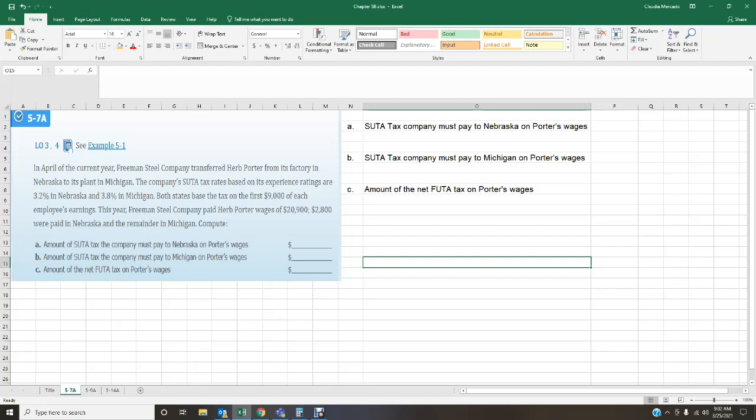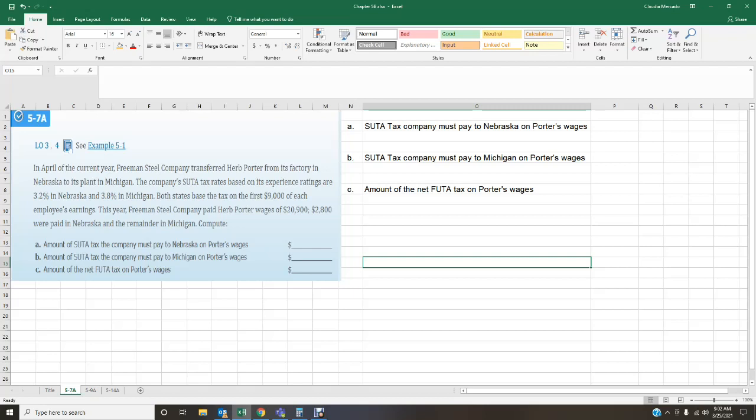So the state unemployment tax is on the first $9,000 of each employee's earnings. There's two different rates for the two different states. This year Freeman Steel Company paid Herb Porter wages of $20,900. $2,800 of those $20,900 were paid in Nebraska, and the remainder were paid in Michigan. We are being asked to compute the SUTA tax the company must pay to Nebraska on Porter's wages, the SUTA tax the company must pay Michigan on Porter's wages, and the net FUTA tax on Porter's wages. So there's three different calculations being done here.